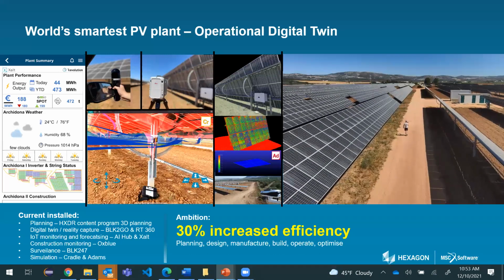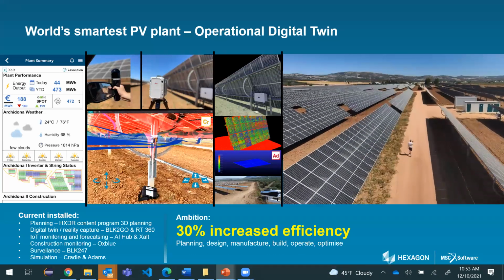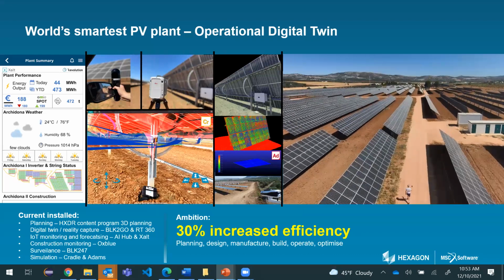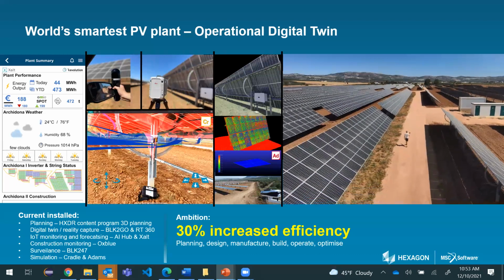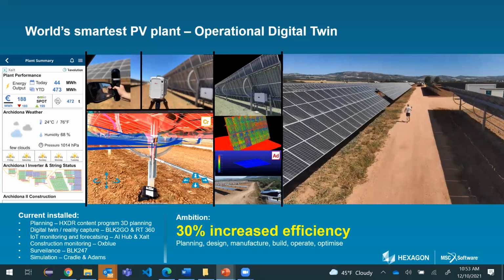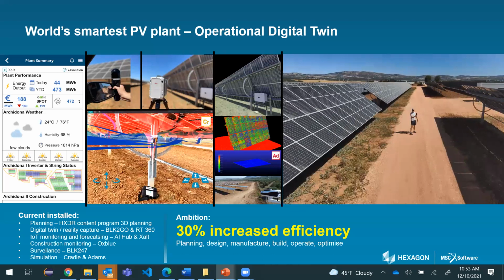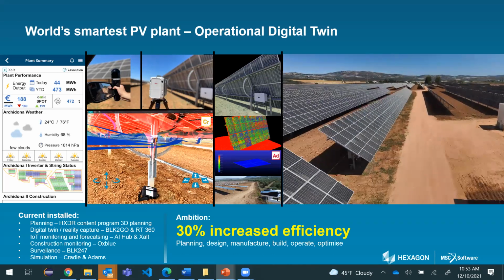These are actually live pictures, dashboards that we have. We have instruments with LiDAR, with cameras, with sensors. We can pick up exactly what's going on at any given time, right?